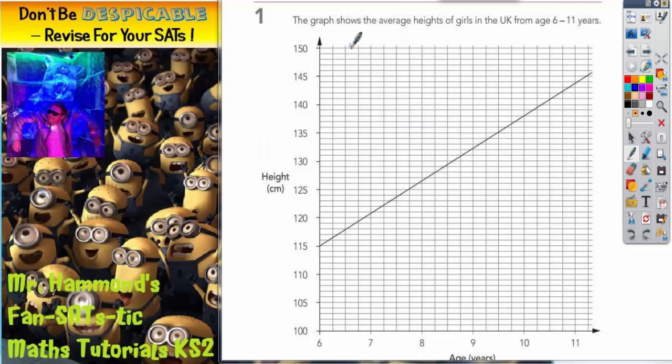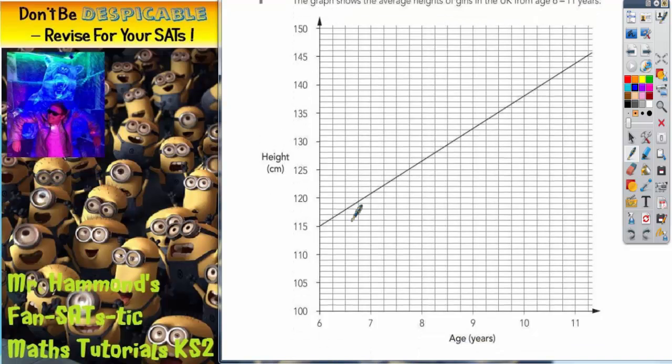Question 1. The graph shows the average height of girls in the UK from age 6 to 11 years. And this line is representing the average height. If you're above the line, you're above average. If you're below the line, you're below average. If you're on the line, you are average.